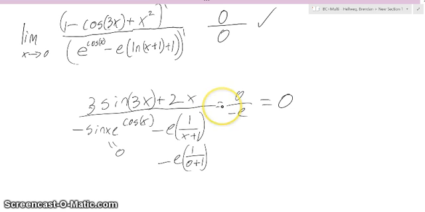So using L'Hopital's rule, we can see that the limit of this whole function here, using the rule once, is going to lead us to 0. So as this function approaches 0, the top is going to, I suppose, approach 0 at a faster rate than the bottom approaches 0, causing it not to explode, but rather to implode.